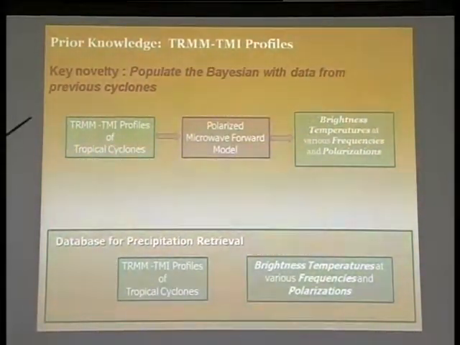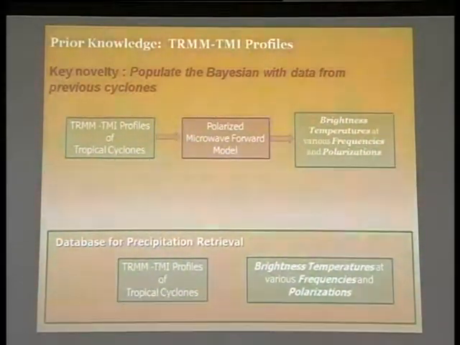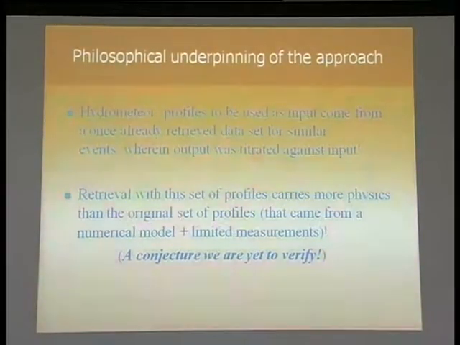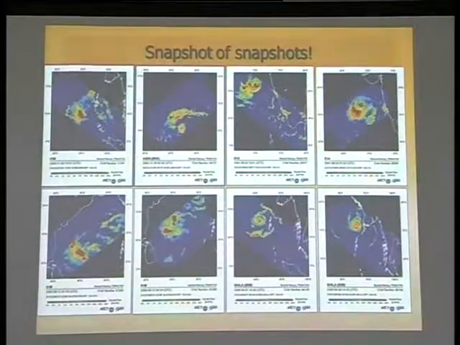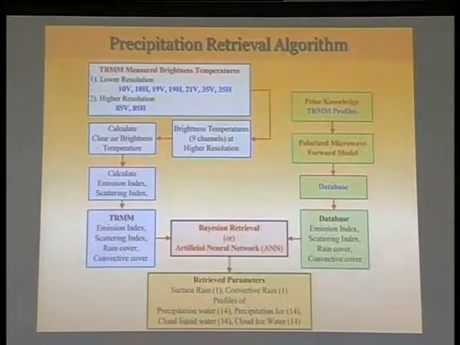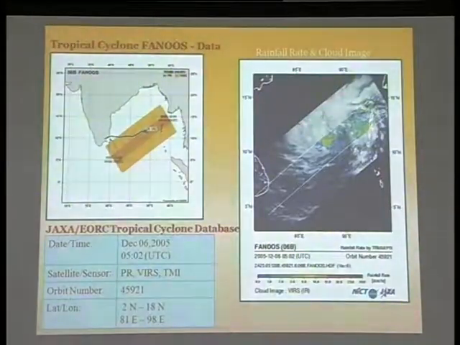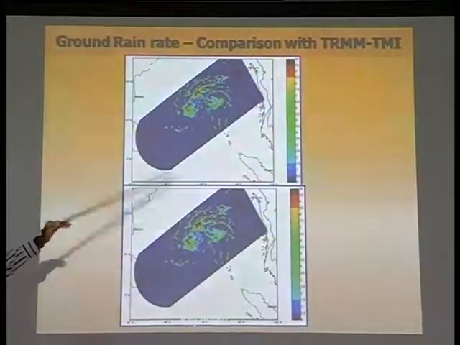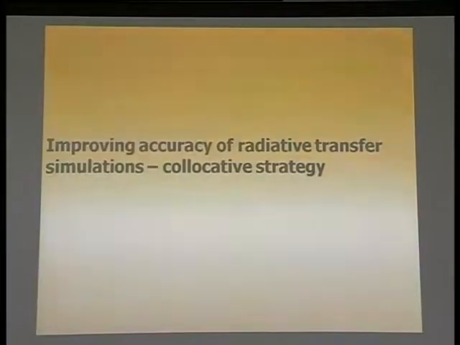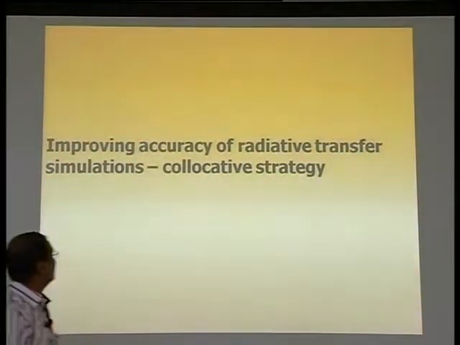Okay, so we use the Bayesian model and Bayesian retrieval. These are the various cyclones which we considered for developing our Bayesian model for the rainfall retrieval part. And then we applied it to a tropical cyclone. This is the comparison with the TMI measurements. We got reasonable comparison. And then we wanted to improve the accuracy of the radiative transfer simulations.